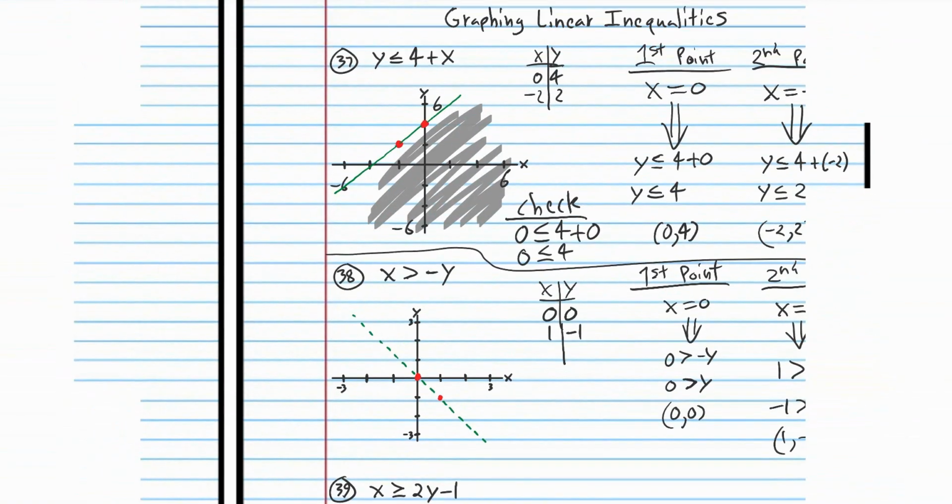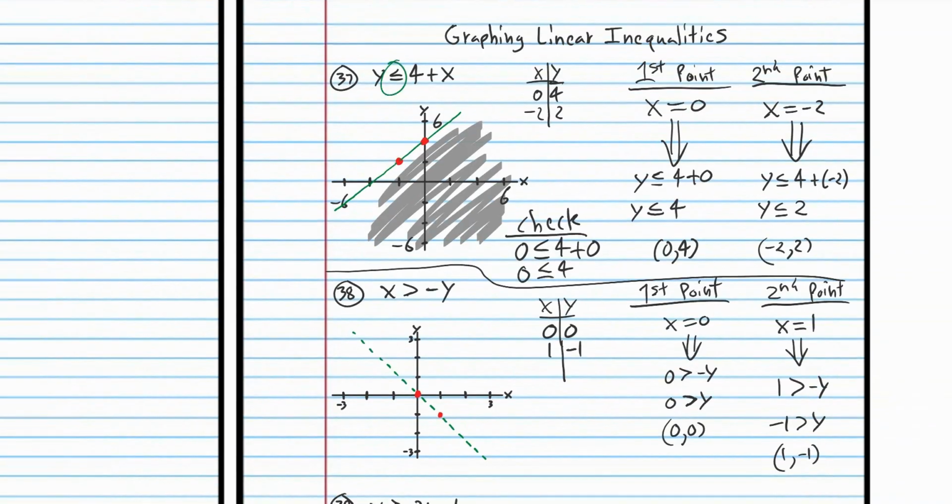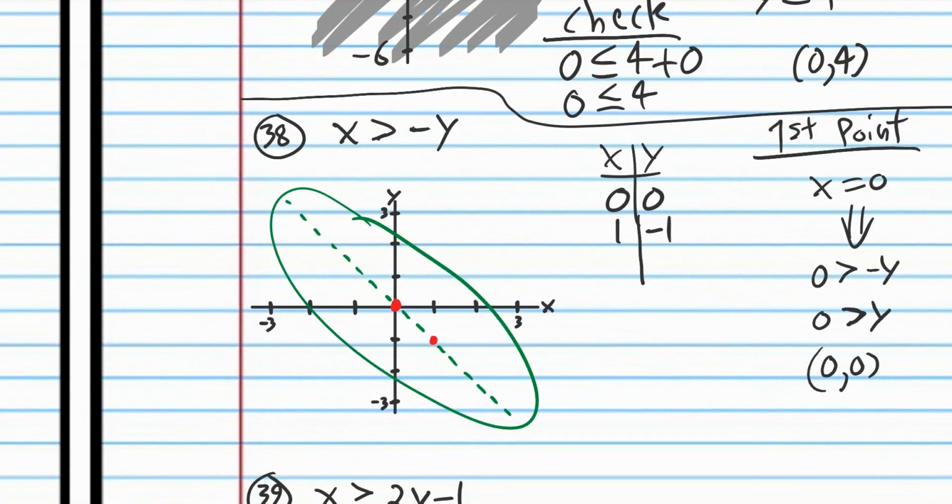So again, it's very simple. When you have an equal to, greater than or equal to, or less than or equal to sign, then it's going to be a full line, as you see here. But if it's not equal to, it's going to be a dotted line.